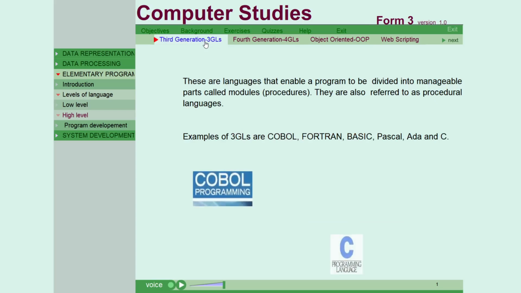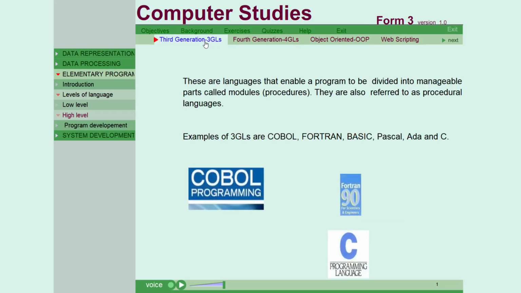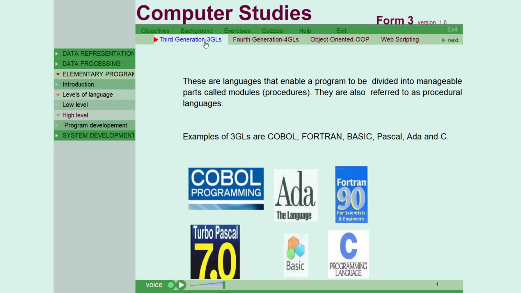Third-generation languages. These are languages that enable a program to be divided into manageable parts called modules or procedures. They are also referred to as procedural languages.